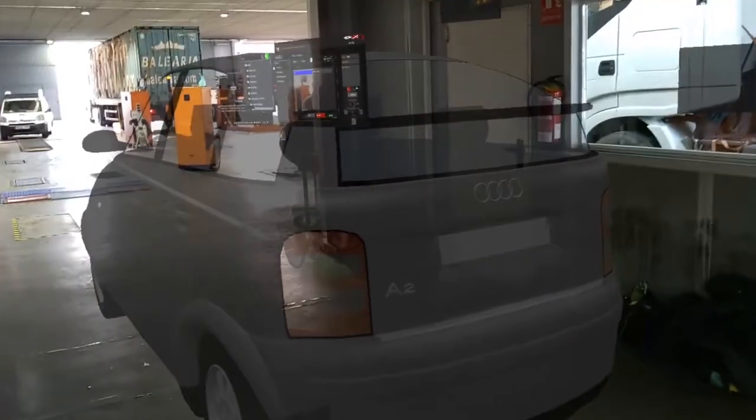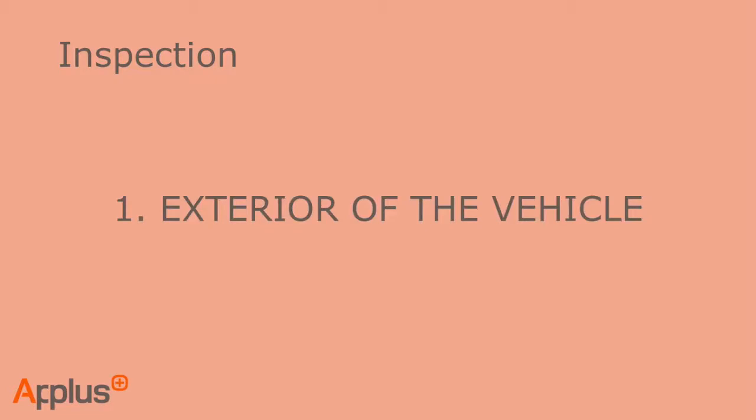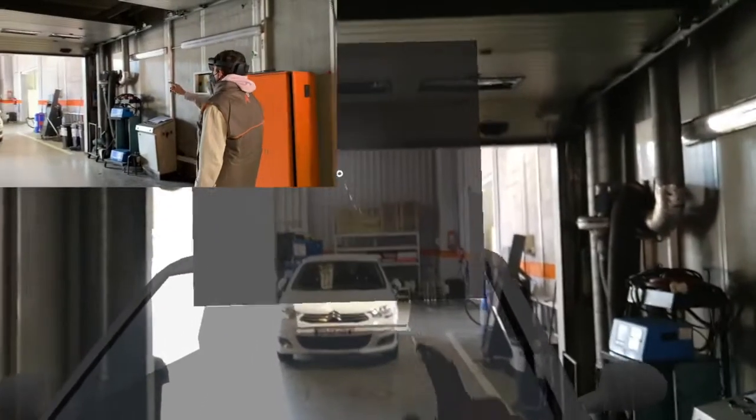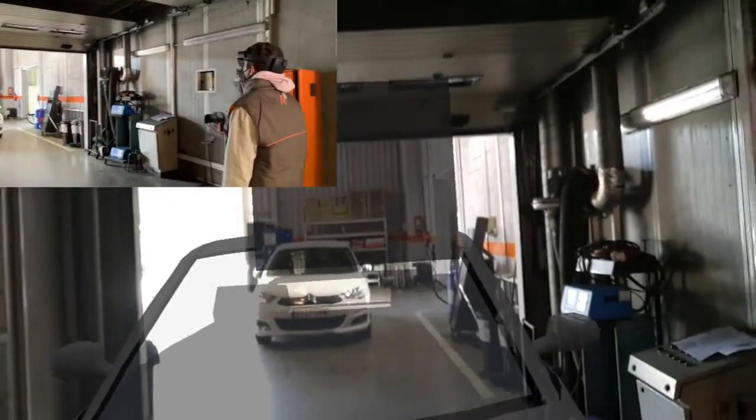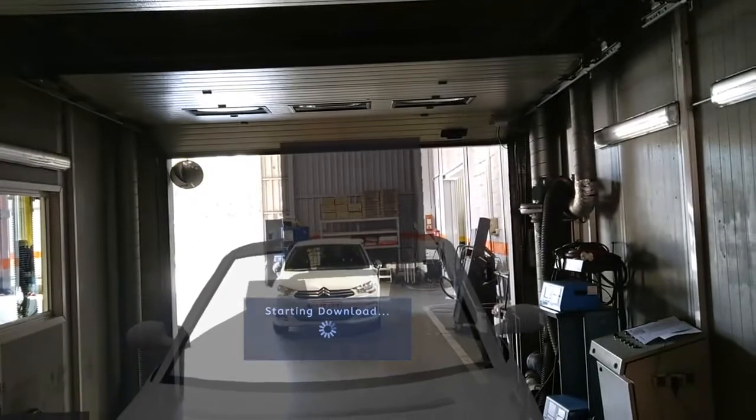Here we have a general view of the hologram of our car, and we can proceed to the inspection. Here we have the scheme of how the inspection is carried out. We will be firstly dealing with the exterior of the vehicle. We have inserted panels in which there is a QR code, and after clicking on them, a video explains what needs to be handled in each case.